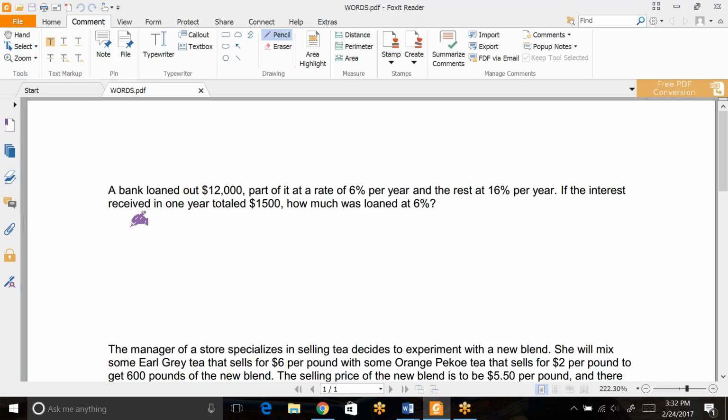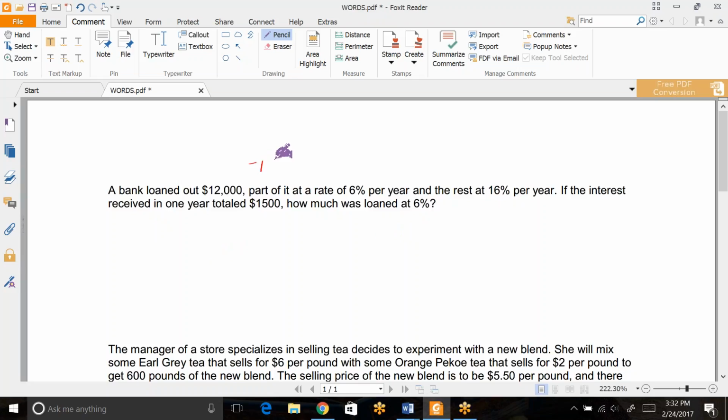So the first one is a bank loaned out $12,000, part of it at a rate of 6% per year and the rest at 16% per year. If the interest for the entire year, so 1 year, totaled $1,500, how much was loaned at the 6%?